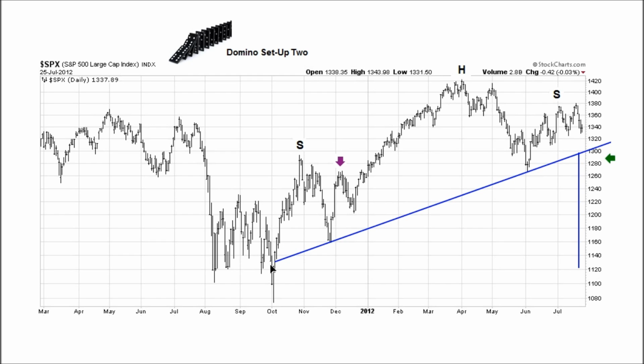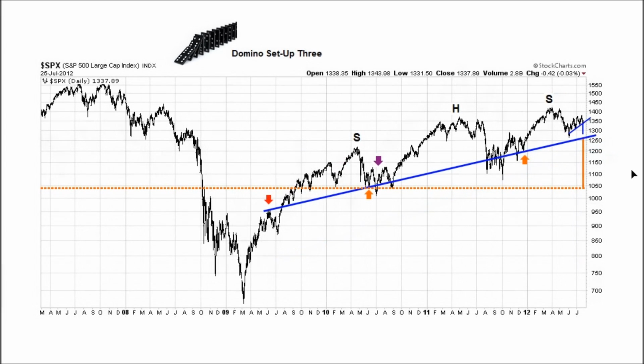You can make an argument that this is the left shoulder here, this is the head, and we're currently forming the right shoulder. This would be the neckline here. Your target in this case, if this pattern were to execute, is 1120-ish on the S&P 500. The potential target from the previous head and shoulders pattern was 1120, which is here. If price were to move down to 1120, then theoretically you would also have broken this neckline here that goes all the way back to 2009.